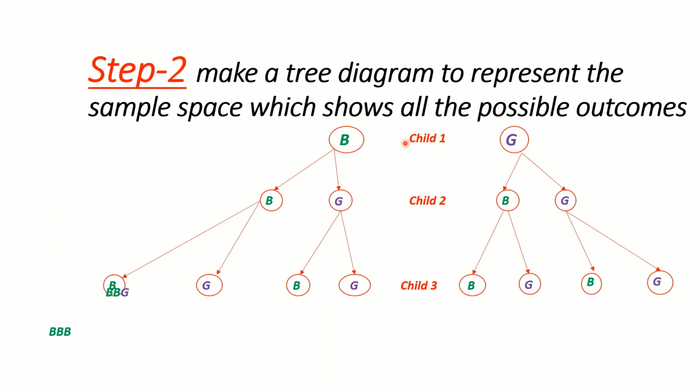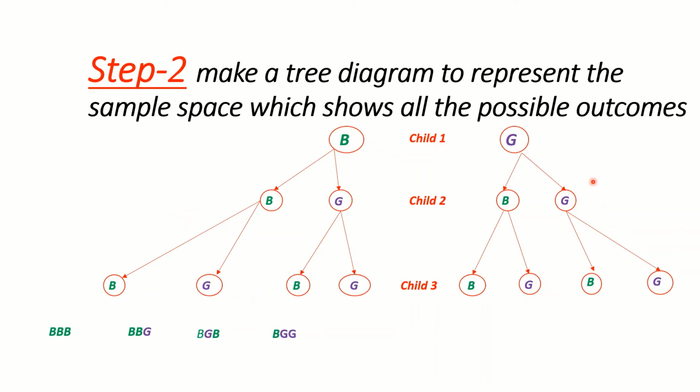So as you can see from this line, it can be boy, boy, boy, which means this one. Again, boy, boy, girl, which is this one. Again, you can take another combination: boy, girl, boy, or boy, girl, girl, like this.